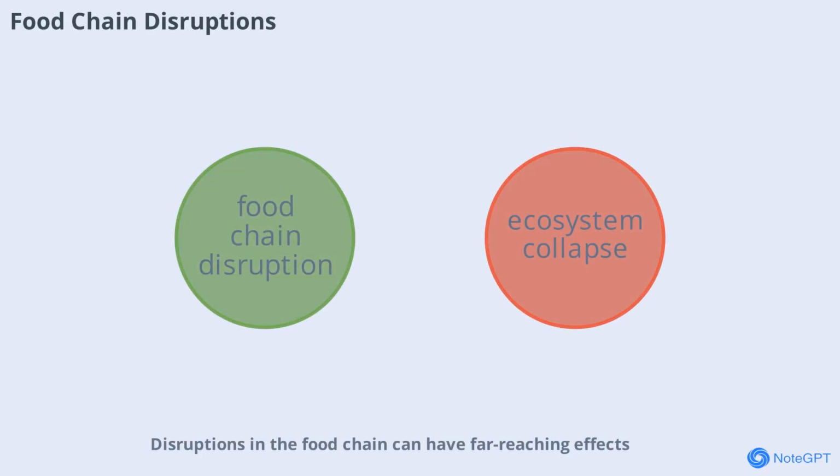Disruptions in the food chain can have far-reaching effects. If one species declines or disappears, it can affect all the organisms that depend on it. This can lead to population booms or crashes, changes in habitat, and even the collapse of entire ecosystems. Maintaining balance is crucial for the health of the planet.